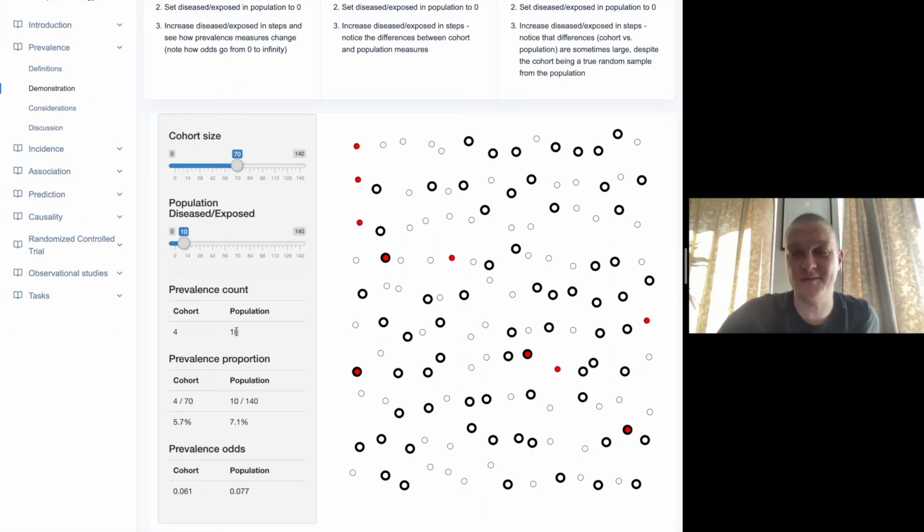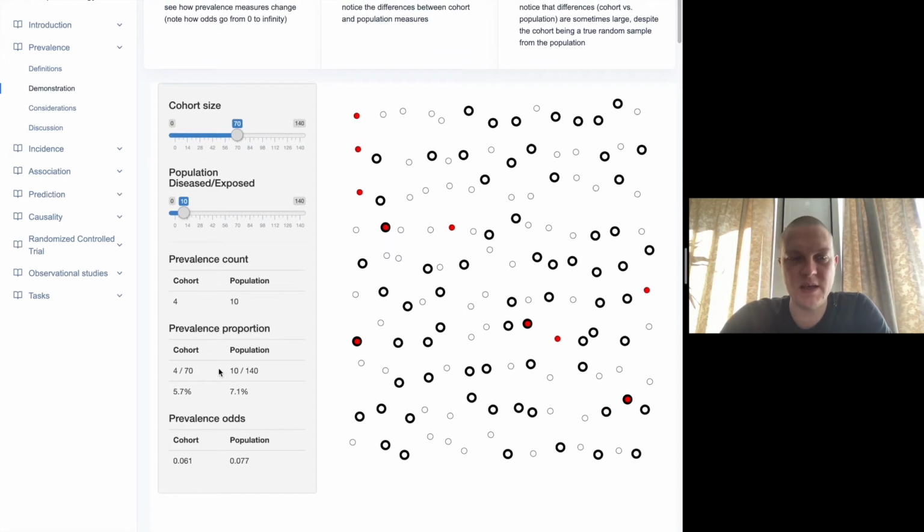Saying that the prevalence count was 4 doesn't really tell us anything about what it would look like in the population in general. The prevalence proportion in this case was 5.7% in my cohort and 7.1% in the population. The odds are 0.061 versus 0.077. You can think about this right column here as the truth, if you like. That's what we're trying to get to, but we can't include everybody in our study, so this is what we get.